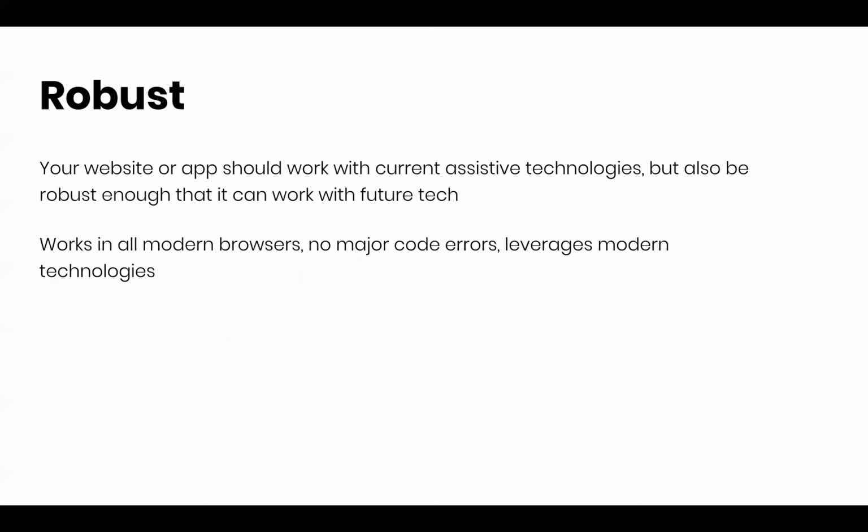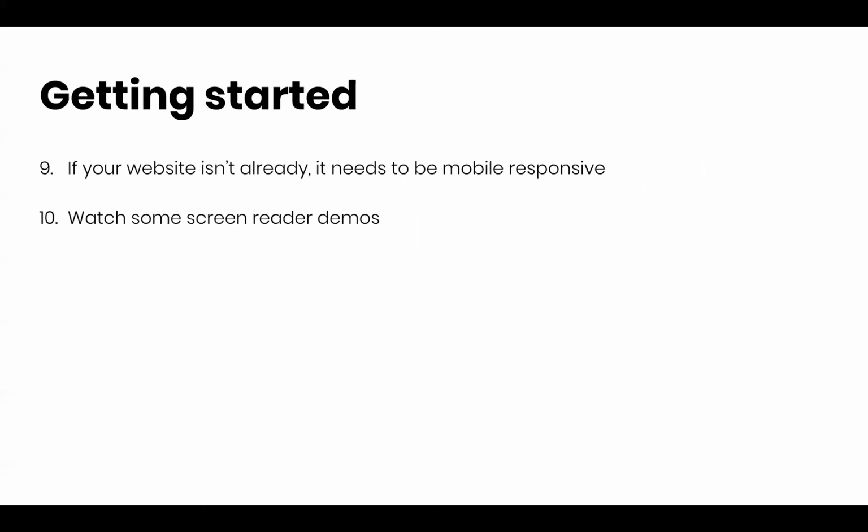So there's some pretty simple ways that you can accomplish this. Going through and making sure it works in browsers, that your website doesn't have any big errors, there's no pages that break, it works on a mobile phone. Just basic code practices there will really help. So the two I want to talk about here under getting started are mobile responsiveness and screen reader demos.